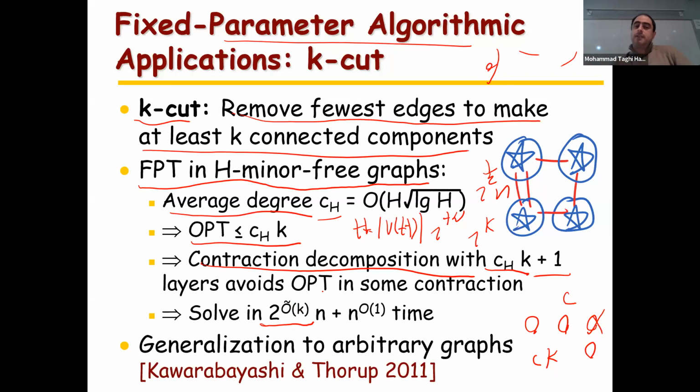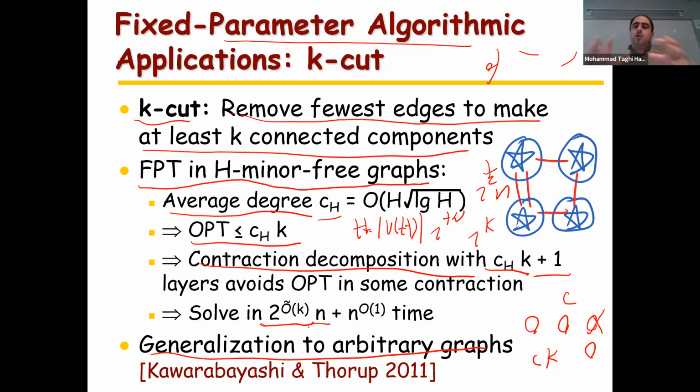So this is the first result: for K cut, for any K, you can solve the problem on H-minor free graphs with this running time, 2 to the order K, N plus N to the order 1. This later has been generalized to arbitrary graphs. For arbitrary graphs also we can get this. See, that is more complicated. But this one is a very easy consequence of that.